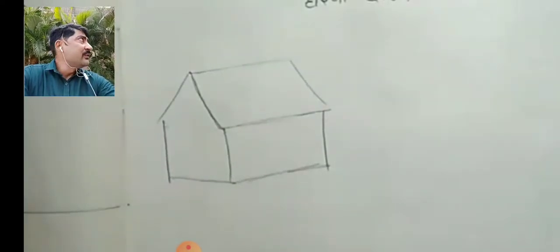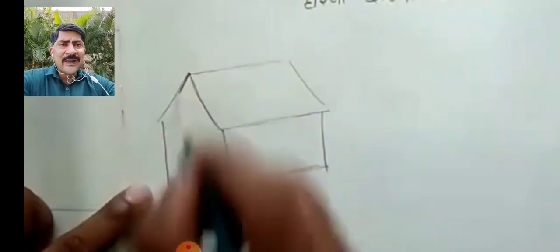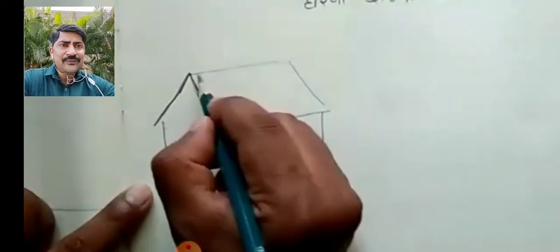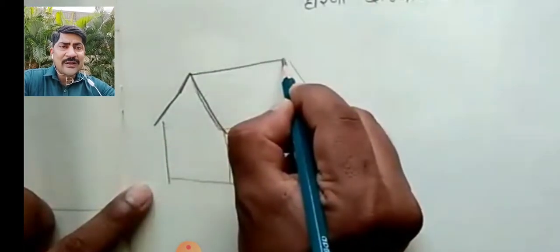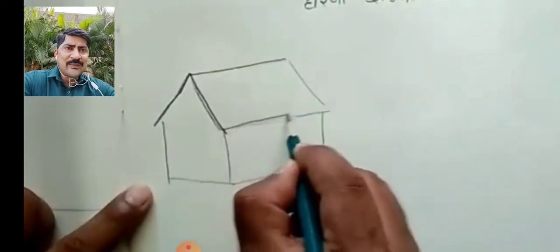So like this way you have to draw the house. If you observe, the three lines are parallel to each other. See the line of the roof. Lines 1, 2 and 3 are parallel to each other. Then you can darken the shape.